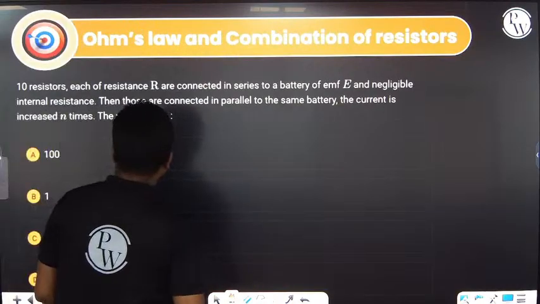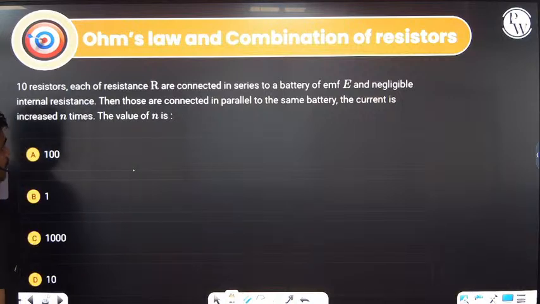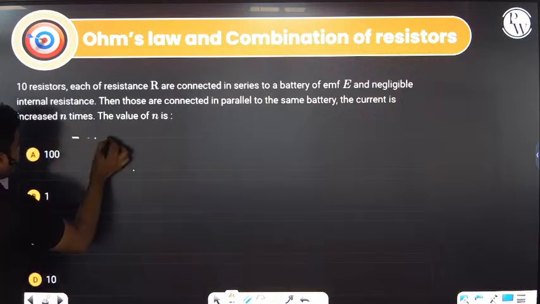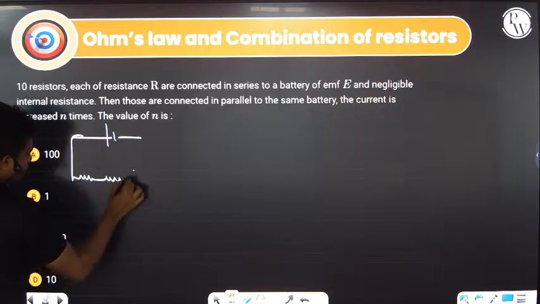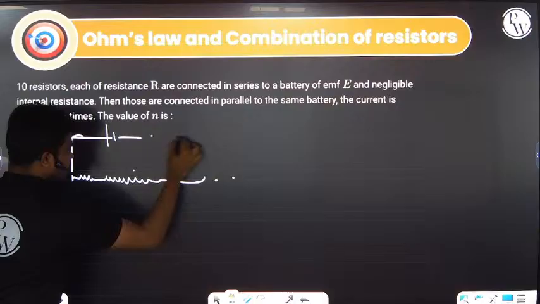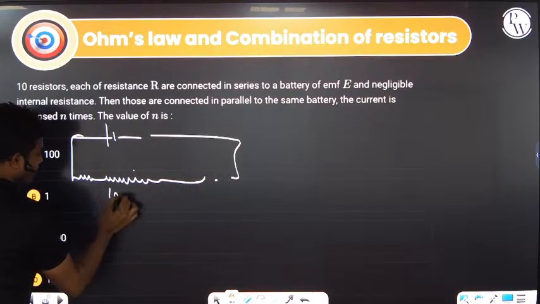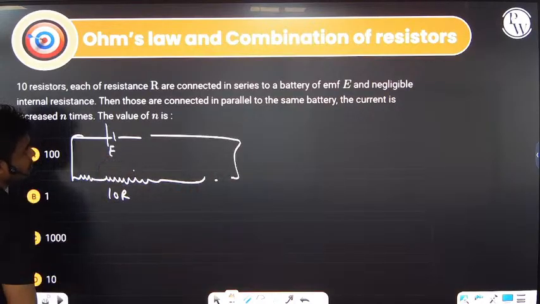10 resistors each of resistance R are connected in series to a battery of EMF E and negligible internal resistance. They are connected in series, 1, 2, 3 like that. How many resistances? 10 resistances. So the total resistance will be how much? 10R. And the battery's EMF is E.